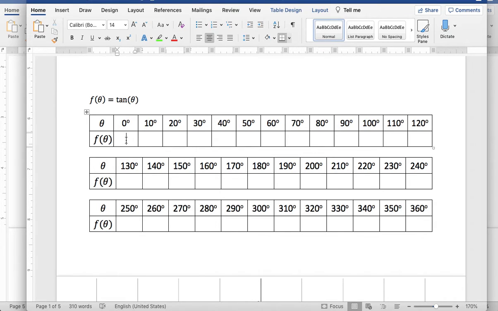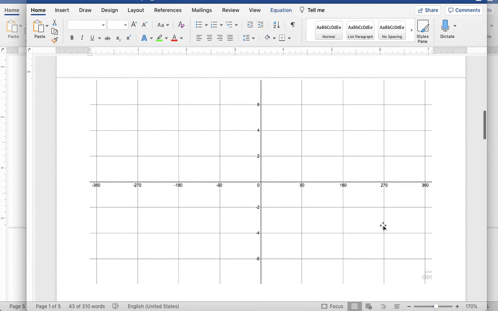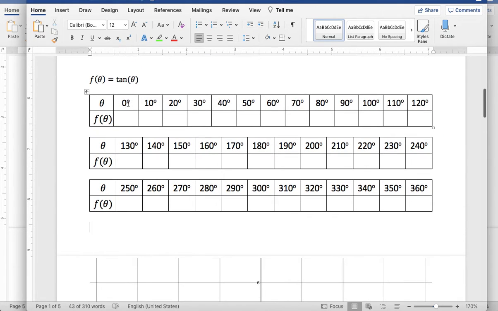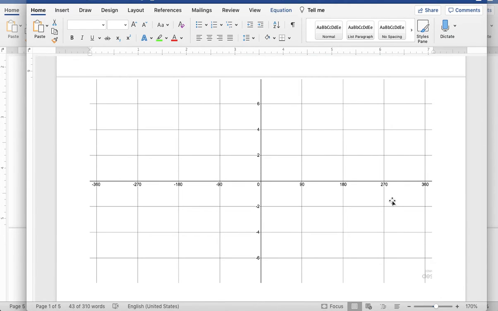All right. So now what I want you to do is plot the points that you wrote here on your graph. So for example, if you had done this point right here, tangent of 0 degrees is equal to 0. So I would plot a point at 0, 0. Do that for all the points that you wrote here on your graph. Pause here, hit play when you're ready to continue.